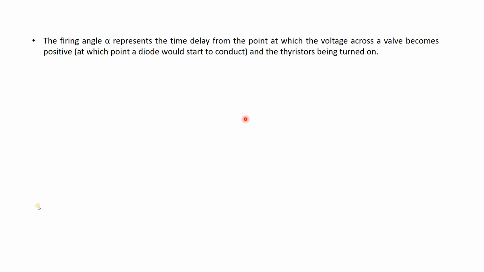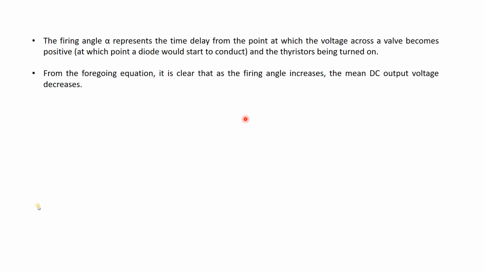Now after pi by 3, when the next rectification is required for the second pulse, the second set of thyristors should be switched on. So the time delay has to be very specific: the firing angle is measured from the point at which the voltage across the valve becomes positive to the thyristor being turned on. From the foregoing equation, it is clear that as the firing angle increases, the mean DC voltage output decreases.